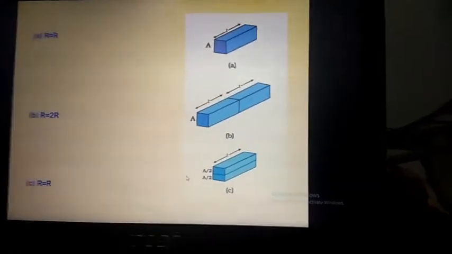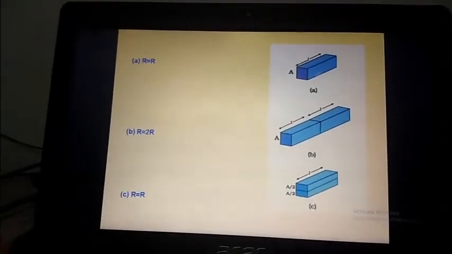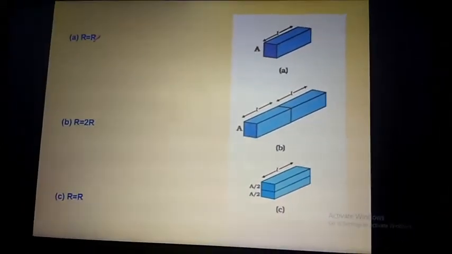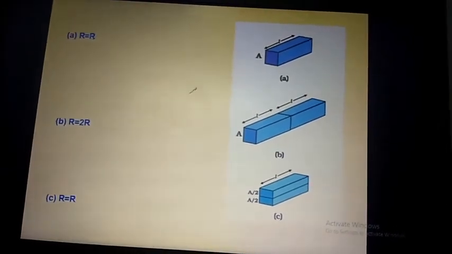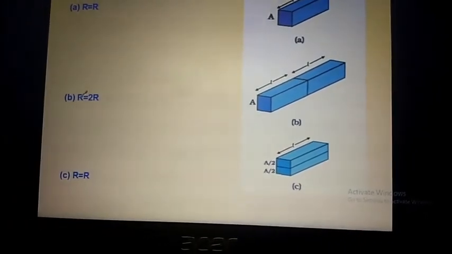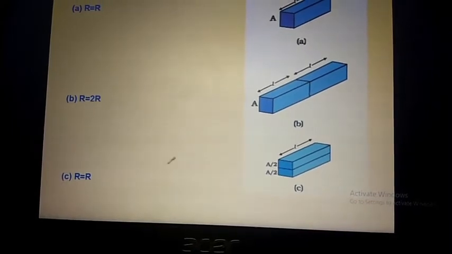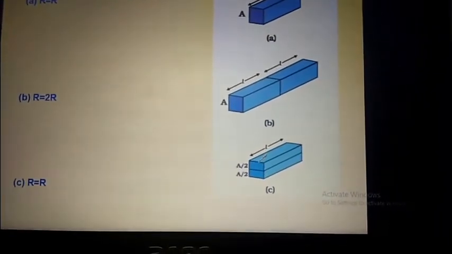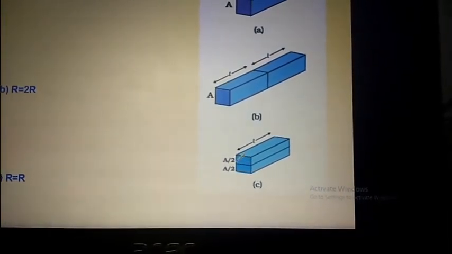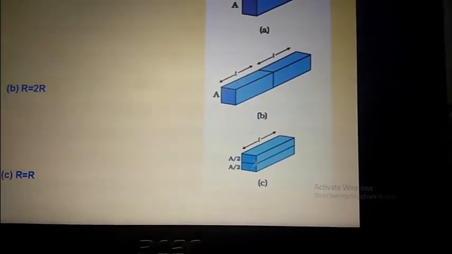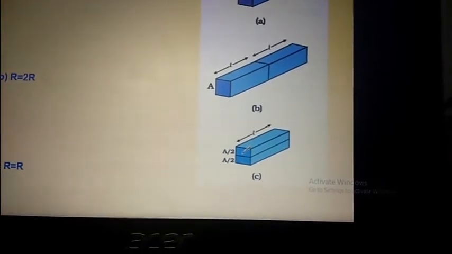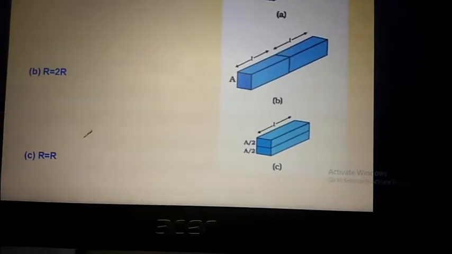Now we have an example. Consider this is a length and area. We know that the resistance will be, suppose, R. Again, if we increase the length of the material, then the resistance also becomes double of the previous value. Similarly, here we are sandwiching two resistive materials whose areas are A by 2 and A by 2. Finally, the entire area is A by 2 plus A by 2, which equals A itself. Therefore, there is no change in the resistance.